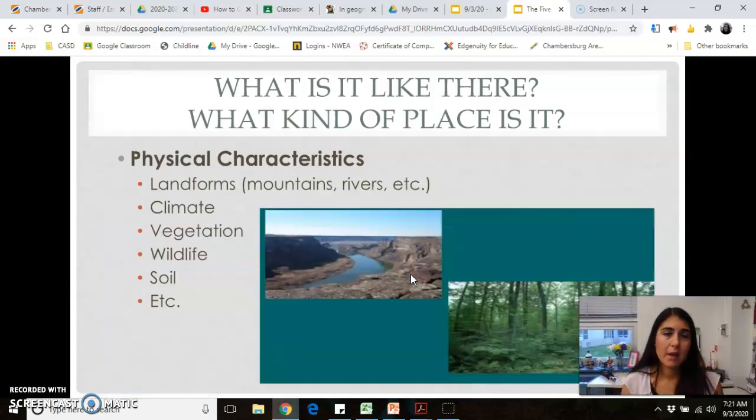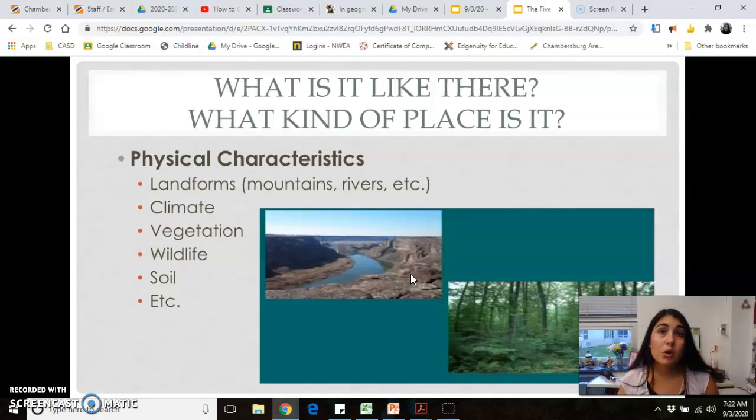The second type of way to define a place is the physical characteristics. And this one's a little bit easier because this is like the landforms, the climate, the vegetation, the wildlife, the animals that live there, the type of soil. I know when you get into science and you learn about the different types of soil and the different horizons of soil, you're going to learn about that when you get in science. But soil is composed of different types of stuff. It might have clay in it. It might have sand in it. I know at the beach, the soil closer to the beach is more sandy. It's sandier than here in Chambersburg. Some areas might be a little bit more rocky.